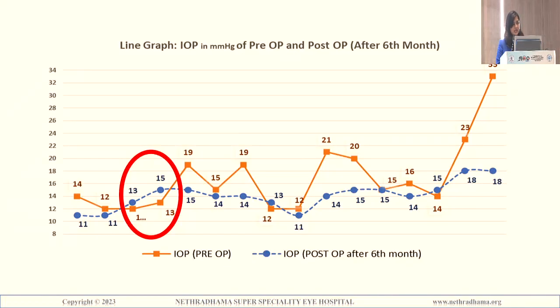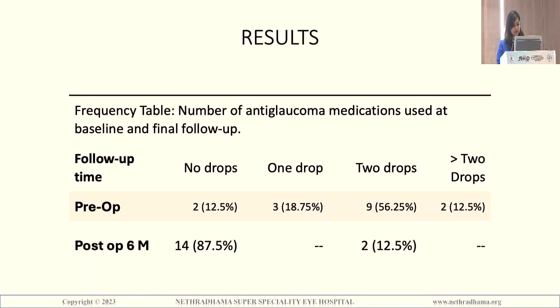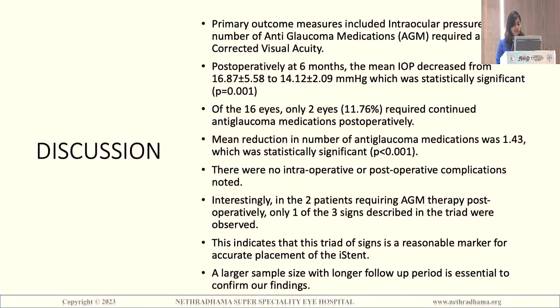So 14 out of 16 patients were weaned off the AGMs, and 2 out of the 16 patients in whom we did not see all 3 signs had to be continued with the AGMs. So this is what this slide shows. And to summarize, there were no intraoperative or post-op complications. And this indicates that the triad of signs is a reasonable marker for accurate placement of iStent. And of course, a larger sample size with a longer follow-up period is essential to confirm these findings.